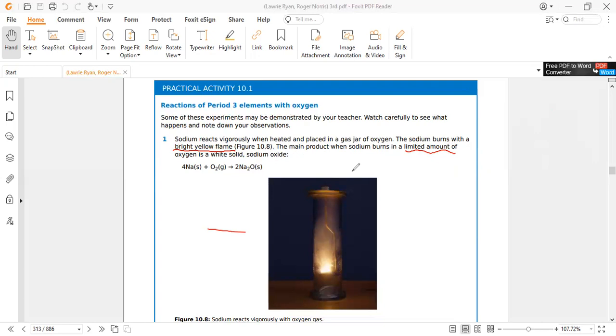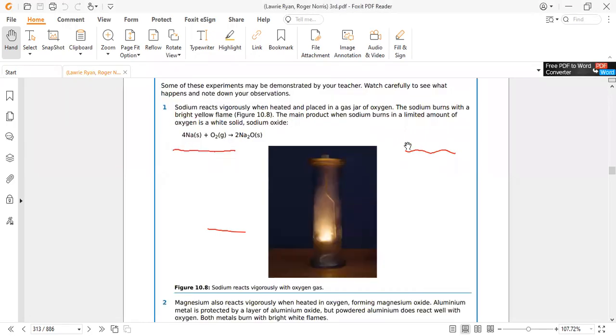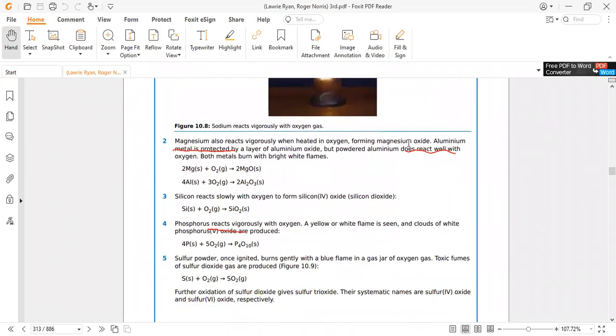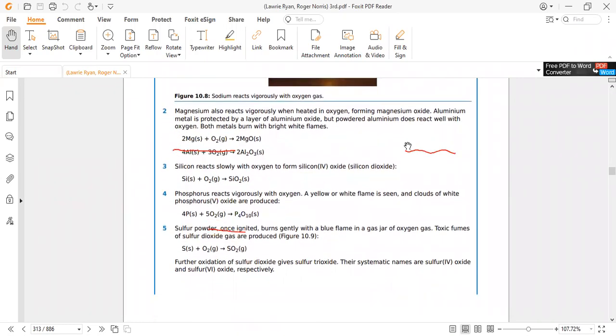First, the color: when sodium burns, it produces a bright yellow flame, and second, a white solid of sodium oxide. These two properties, or observations, you may notice during the reaction. The next is the reaction of magnesium with oxygen.